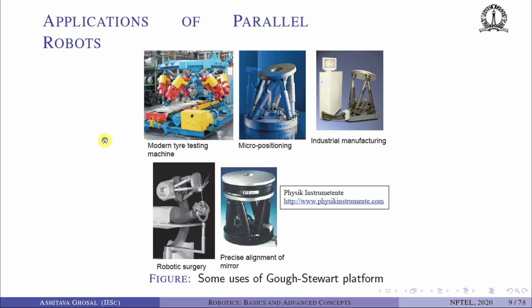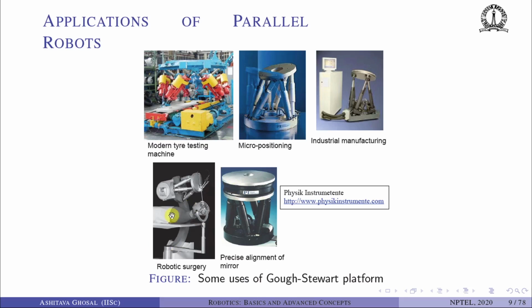There are many actual applications of parallel robots. So a modern tire testing machine looks like this. For example, these are the U, P and S, and this is the top platform. The tire is mounted from the top platform, and this is the place which will apply the rubbing or pressure to the tire. We can also have Stewart platforms which are used for micro positioning.